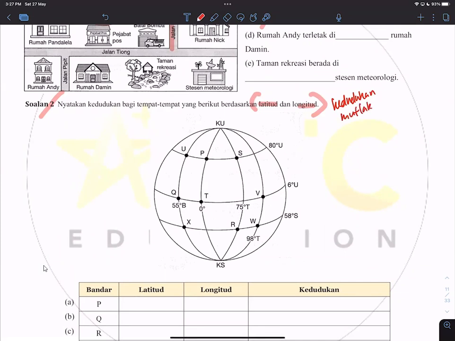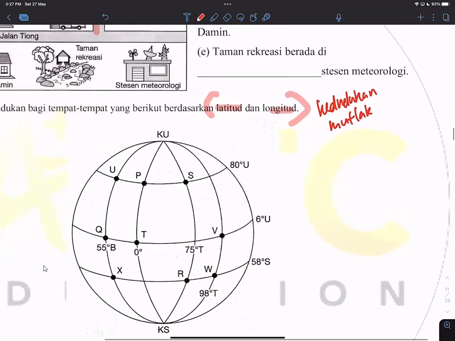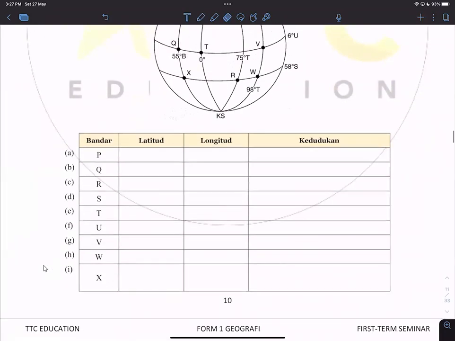Okay, so kedudukan mutlak is latitude plus longitude. We call it coordinates, or koordinat, same thing. Coordinates is spelled C-O-O-R-D-I-N-A-T-E-S, and coordinate just replaces the S with a T. Same thing. So do we learn latitude first or longitude first?